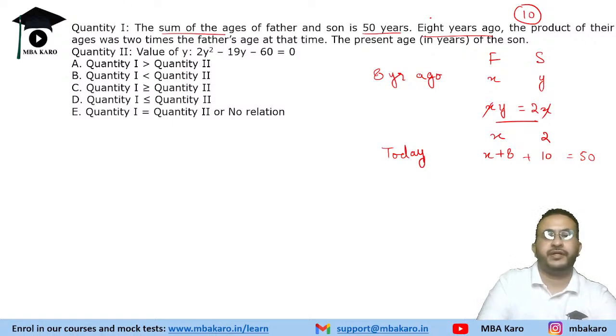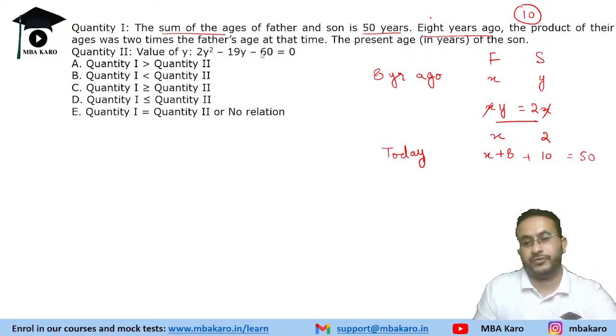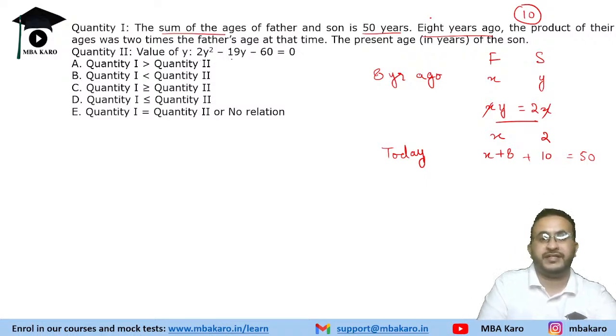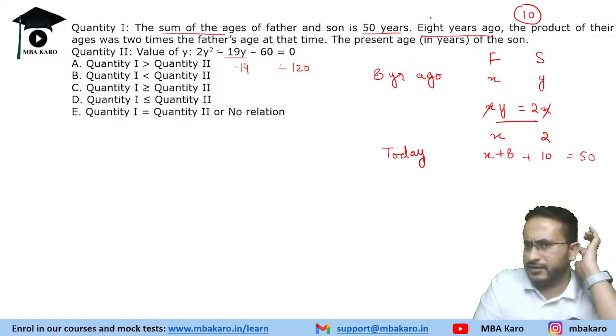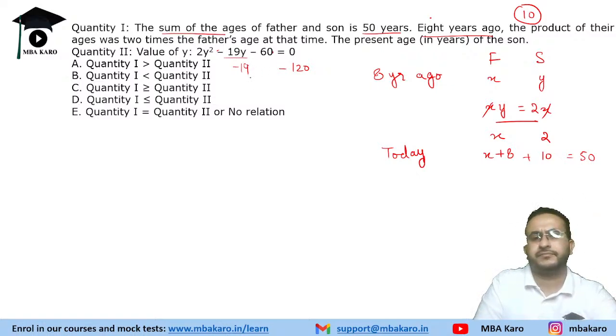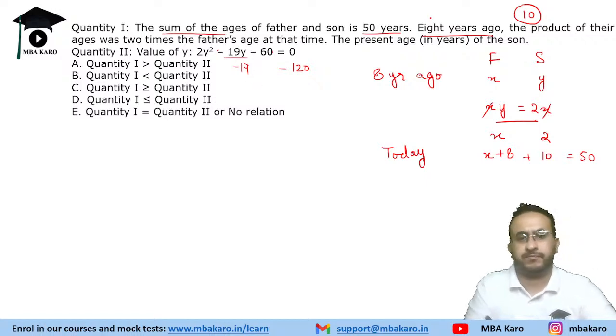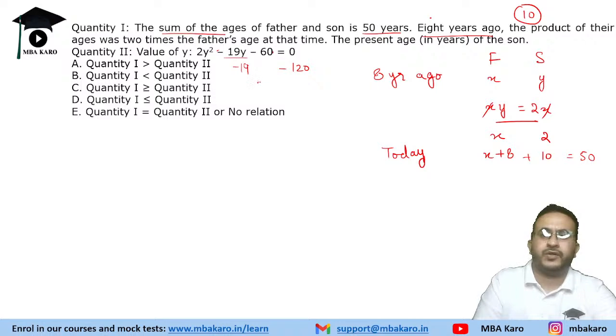that is quantity 1. Quantity 2 is value of 2y square minus 19y minus 60 is equal to 0. Okay. So how to solve this is, this term is minus 90 and the product is minus 120. Think of numbers 120 and like minus 19. Do you get any numbers? 24 into 5, right? Now basically we are getting minus 24 and 5 as the numbers.